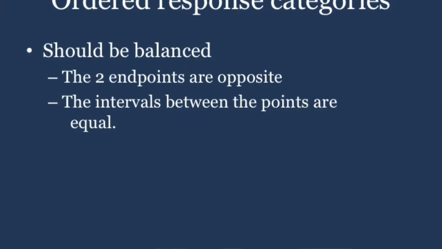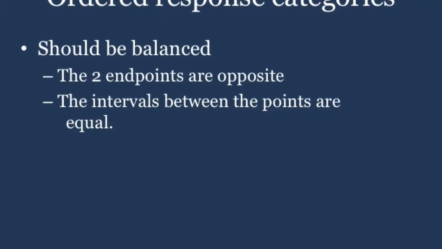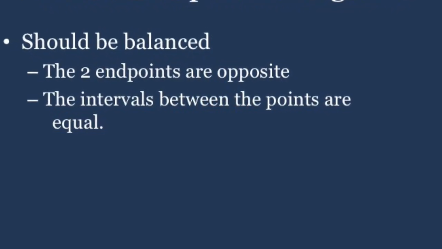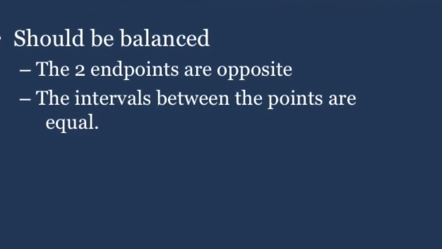Now, when you are constructing a scale, that scale should be balanced. And that means that the two extremes, the two points on the scale, have to be the opposite of each other, right? Always or never. And the intervals between these two points have the same distance from whichever side you're looking from.